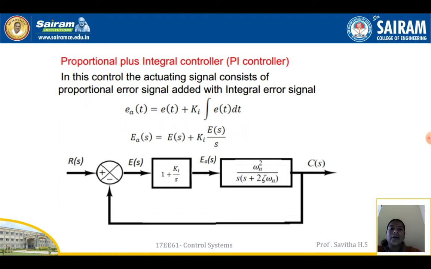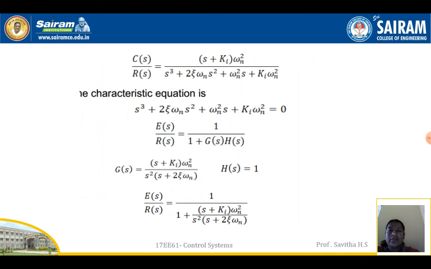Proportional plus integral controller, PI controller. In this control, the actuating signal consists of the proportional error signal added with the integral error signal, that is ei(t) is equal to e(t) plus Ki integration of e(t) dt. Taking the Laplace transform, Ei(s) is equal to E(s) plus Ki E(s) divided by s. C(s)/R(s) is equal to (1 plus Ki) omega n square divided by s cube plus 2 zeta omega n s square plus omega n square s plus Ki omega n square.